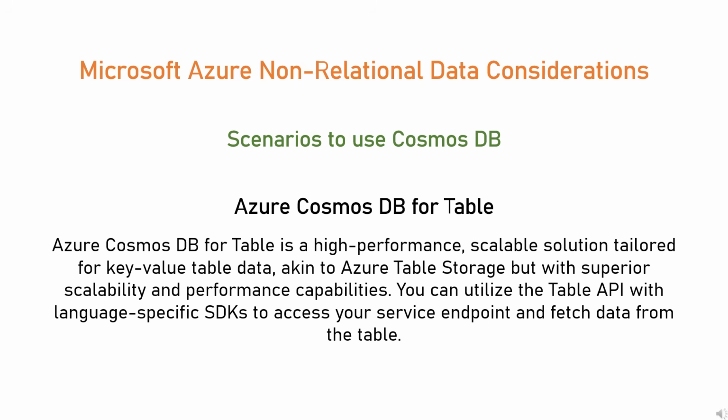Azure Cosmos DB for Table. Azure Cosmos DB for Table is a high-performance, scalable solution tailored for key-value table data akin to Azure Table Storage, but with superior scalability and performance capabilities. You can utilize the Table API with language-specific SDKs to access your service endpoint and fetch data from the table.